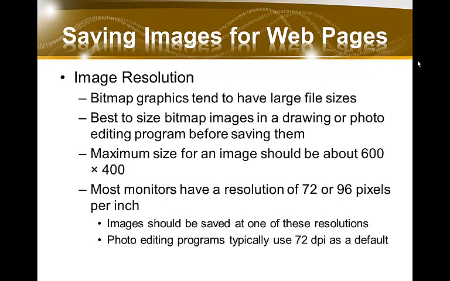Image resolution. Bitmap graphics tend to have larger file sizes, which makes them take longer to download. It's best to size bitmap images in a drawing or photo editing program before saving them. Maximum size for an image should be about 600 by 400. Most monitors have a resolution of 72 or 96 pixels per inch. Images should be saved at one of these resolutions, and photo editing programs usually use 200 dpi or ppi as the default. And really, for the web, you don't need to go larger than 72.